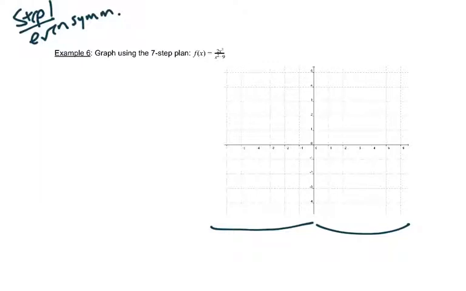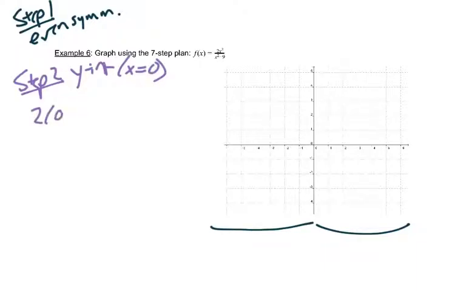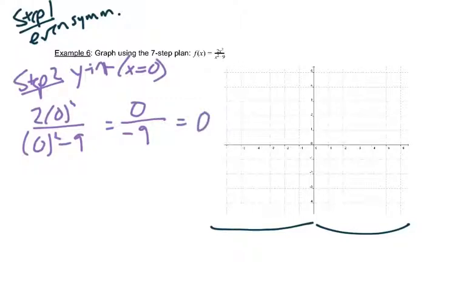So now let's look at our step 2, which is y-intercepts. Remember, with y-intercepts we're making x equal to 0. So we'd have 2 times 0 squared over 0 squared minus 9. So 2 times 0 is 0. 0 minus 9 is negative 9. And 0 over negative 9 is just 0. So this tells us that on the y-axis it's going to cross at 0. This is the point (0, 0).